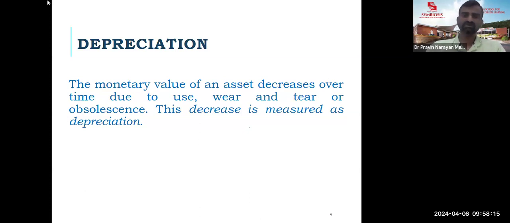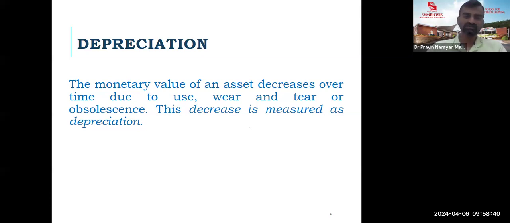Okay, asset value is decreased day by day. Correct. How? By using that asset, or even only keeping the asset idle, it is also decreasing. Day by day reduction in the cost of the instrument. Okay, correct. So I hope you understood the concept.